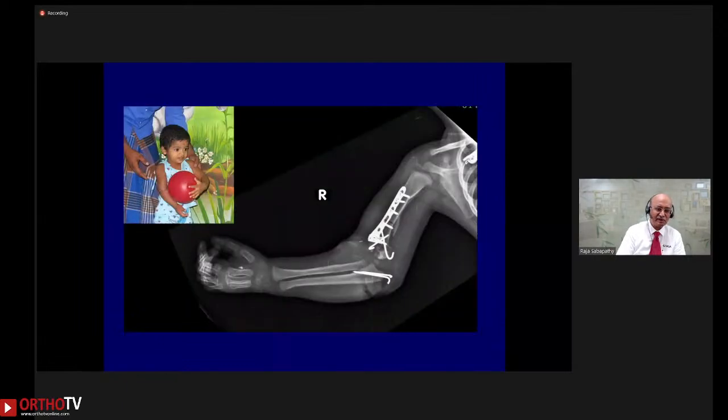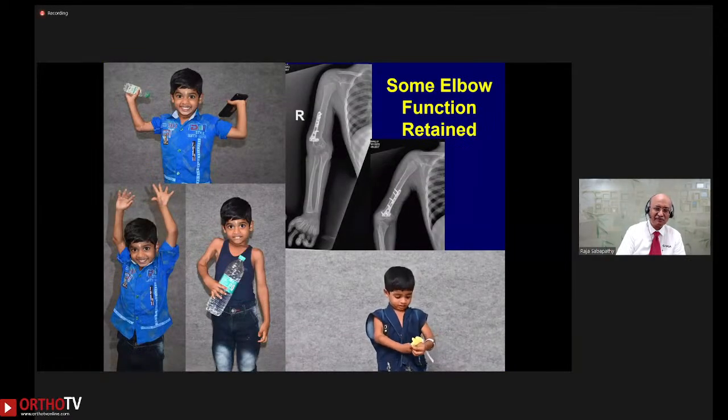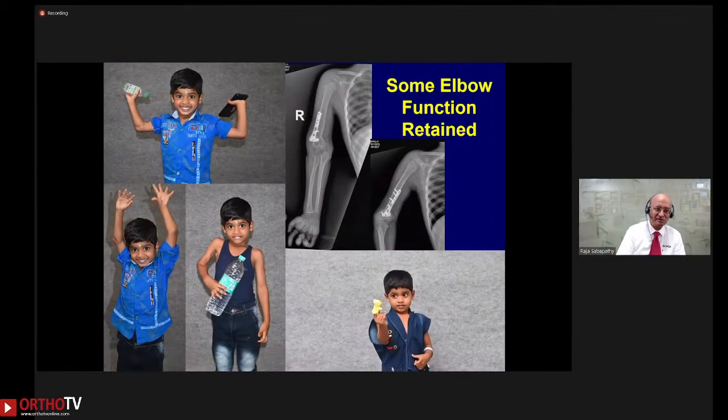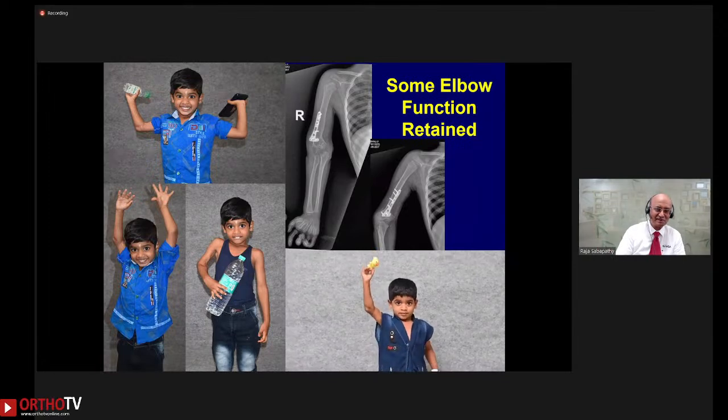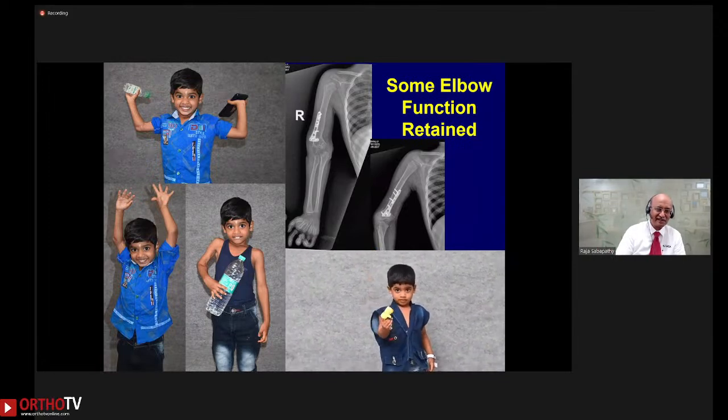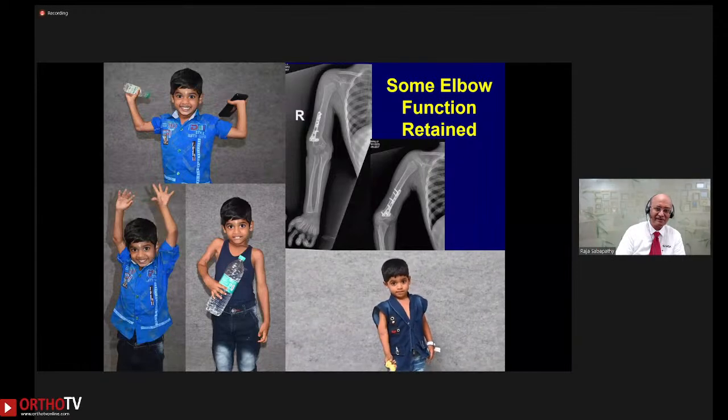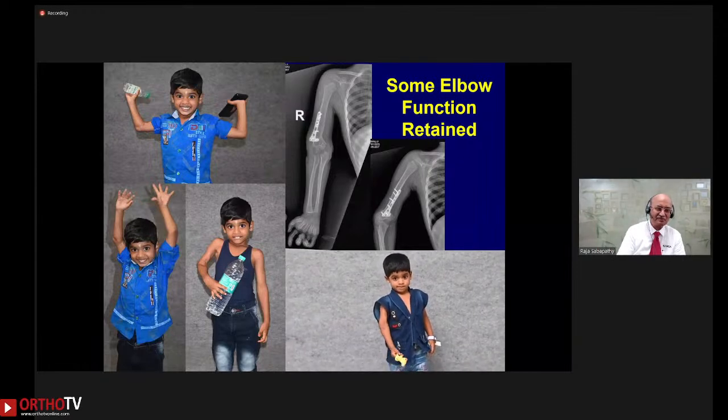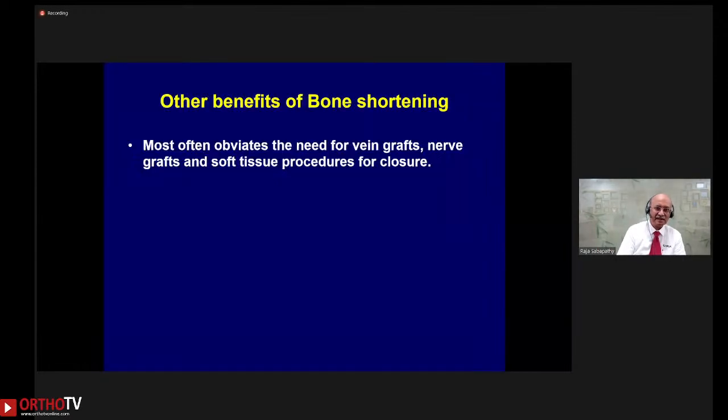And that's the child, where we got the elbow, that's the child growing in 1 year. And this is him after about 8 years of follow-up. You see, he has a reasonable amount of elbow motion present. Because he's a child, the nerve recovery has been very good. So he's been using his hand for all activities. The other benefit of bone shortening is that it most often obviates the need for vein grafts, nerve grafts, and soft tissue procedures for closure.